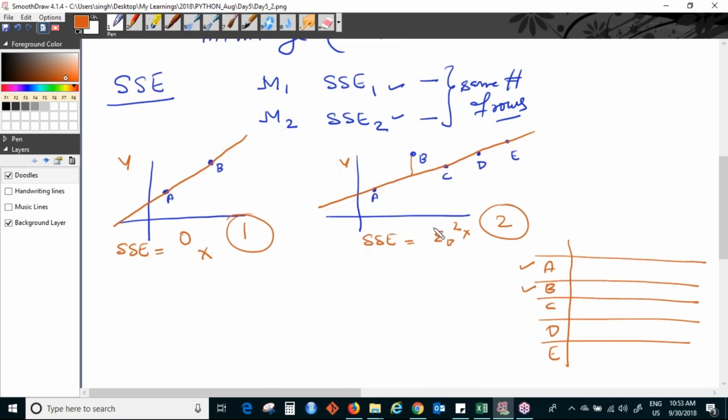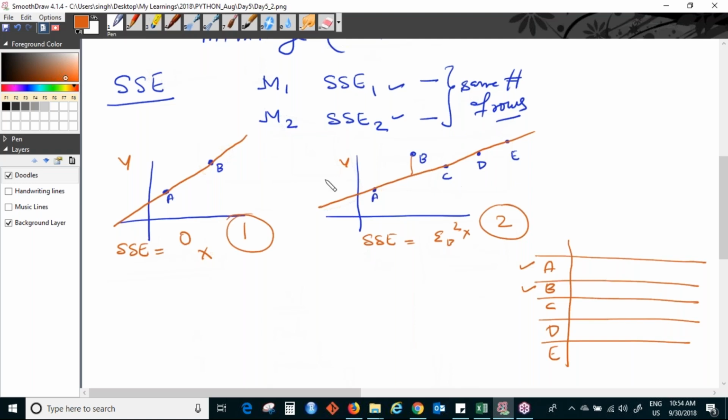Now my question is, which of the two models is better for all the data, not just for A and B, but for all the data? Is this model better or is this model better? So which model is better, 1 or 2, on all the data, not just A and B? Yes, probably 2 is better, right?